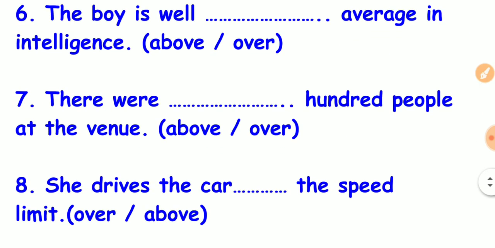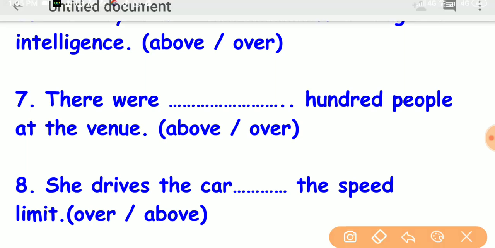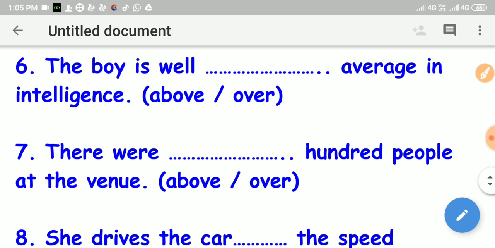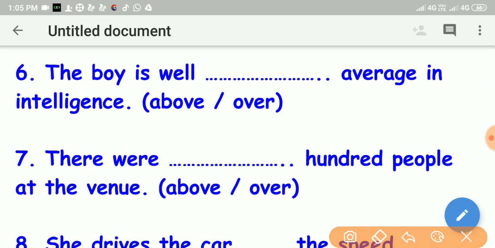Let us go with the sixth example. The boy is well dash average in intelligence. The boy is well above average in intelligence. So this is the right answer for the sixth question, my dear friends. Next, the seventh one. There were dash 100 people at the venue. Can anyone guess, my dear friends? There were more than or over 100 people at the venue, my dear friends.